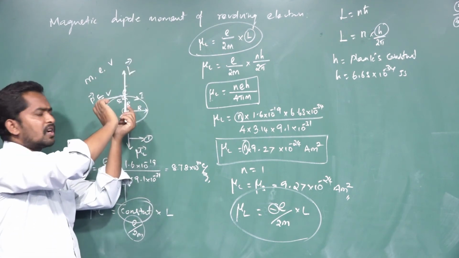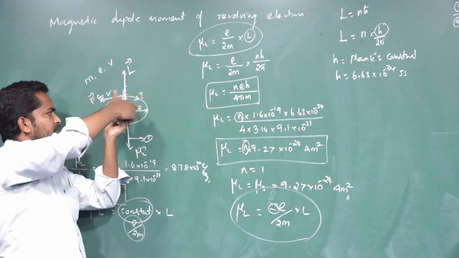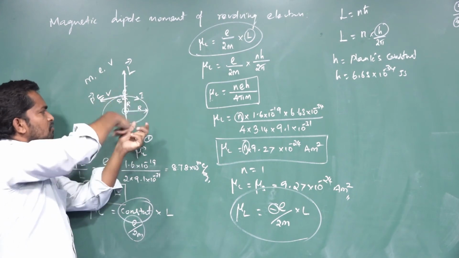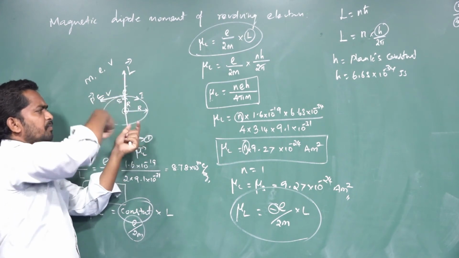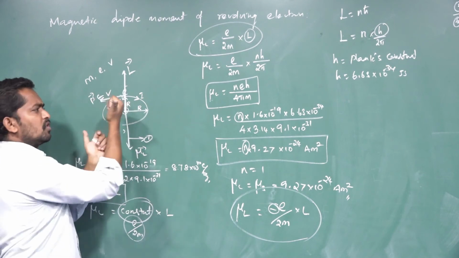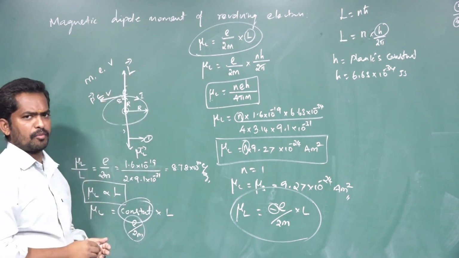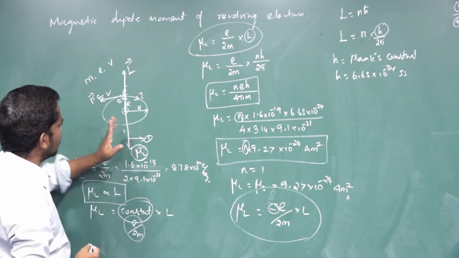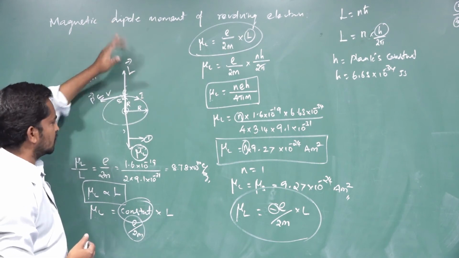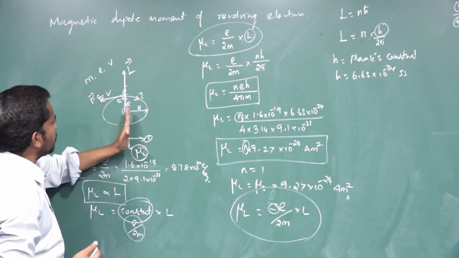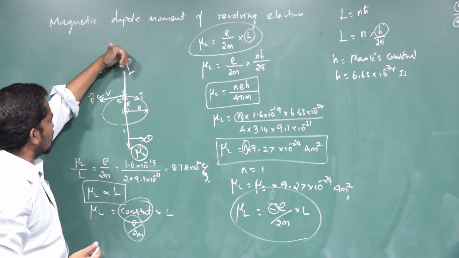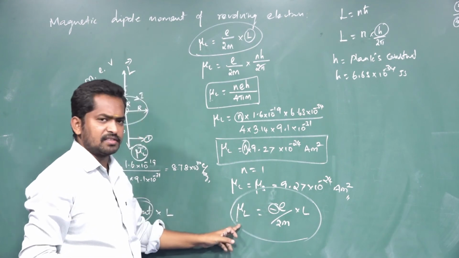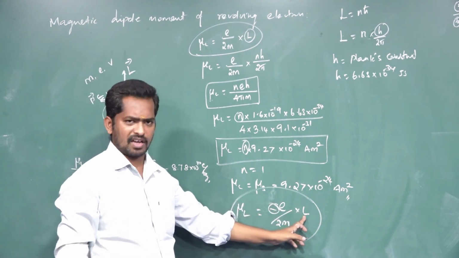If the screw is rotated in the clockwise direction, the movement of the screw is inwards. If the screw rotates in the anti-clockwise direction, the screw moves in the outward direction. This is the direction of angular momentum. So here mu L is in the downward direction. In your textbook, mu L is in the downward direction and L is in the upward direction. So the mu L direction is opposite to the direction of L, or L is opposite to the direction of mu L. The negative sign indicates that the dipole moment is opposite to the direction of angular momentum.